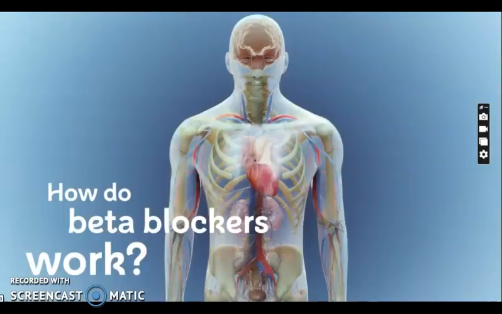Now let me show a video of how the beta blockers work.